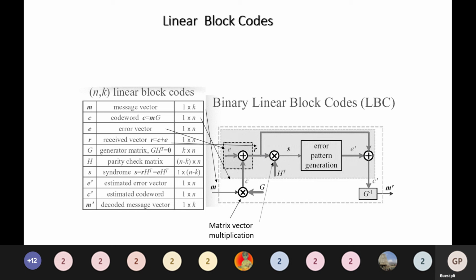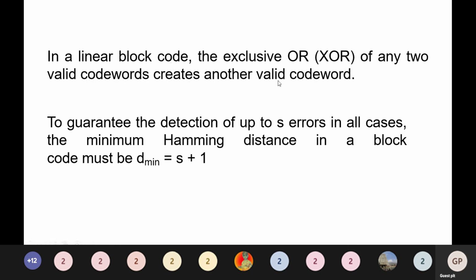Proceeding further, in a linear block code, the exclusive OR (XOR) of any two valid code words creates another valid code word. To guarantee the detection of up to s errors in all cases, the minimum Hamming distance in a block code must be s plus 1.